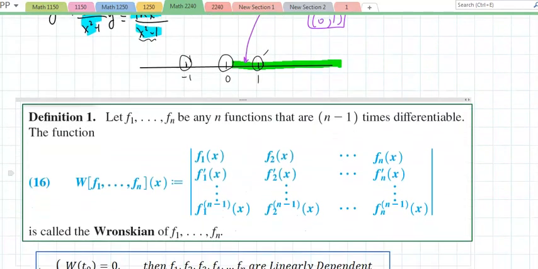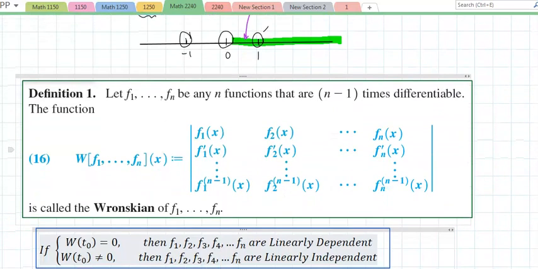Now, another idea in this section that's extremely important for us is the famous Wronskian.